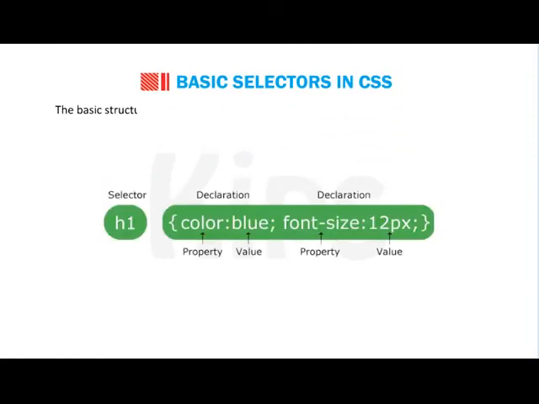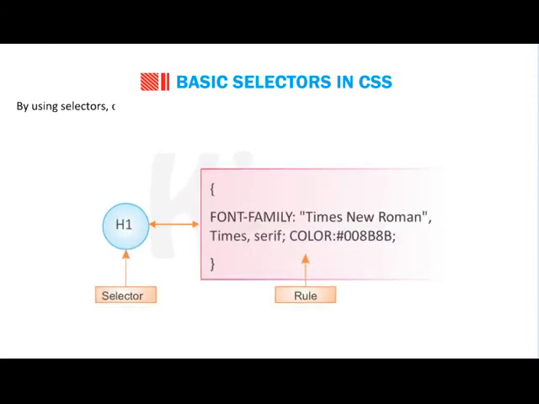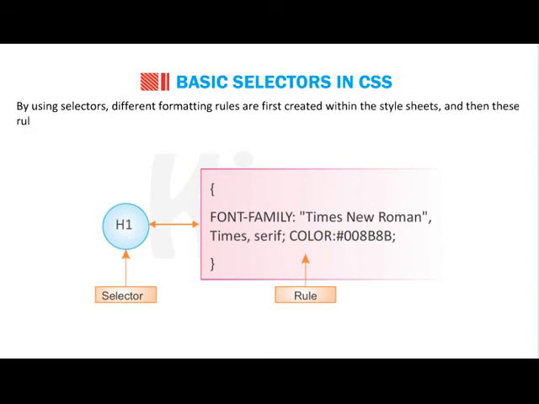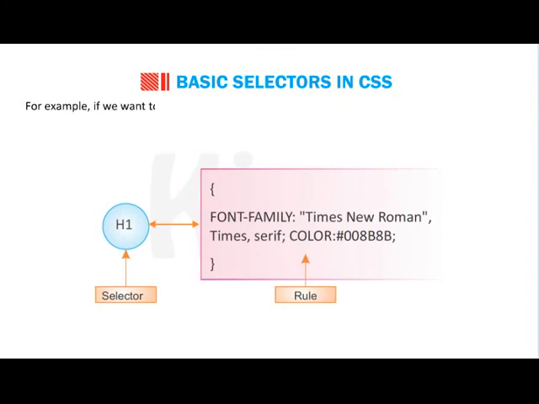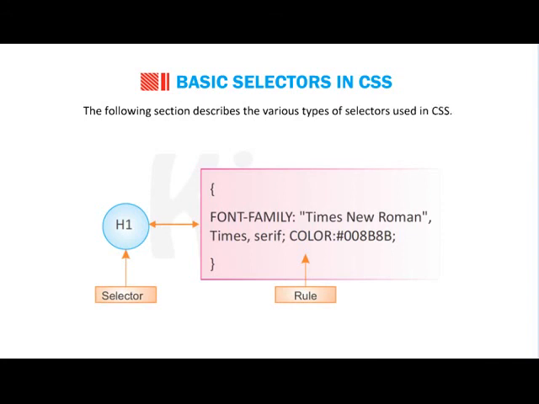The basic structure of a cascading style sheet contains selectors and their attributes. A selector is the name of the HTML element to which a style is applied. By using selectors, different formatting rules are first created within the style sheets and then these rules are implemented on HTML elements. For example, if we want to change the behavior of the H1 element, then we would use H1 as a selector. The following section describes the various types of selectors used in CSS.